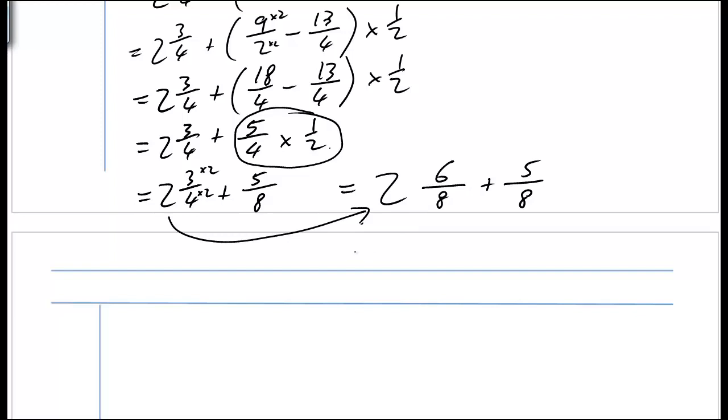Okay. Right, let's just simply add the top fractions together. Now we've got a lowest common denominator. So 5 plus 6 is 11. So it's going to be 2 and 11 on 8, which is 3 and 3/8. There you go. So what I want you to do is have a go at exercise 3.7, please. That would be great.